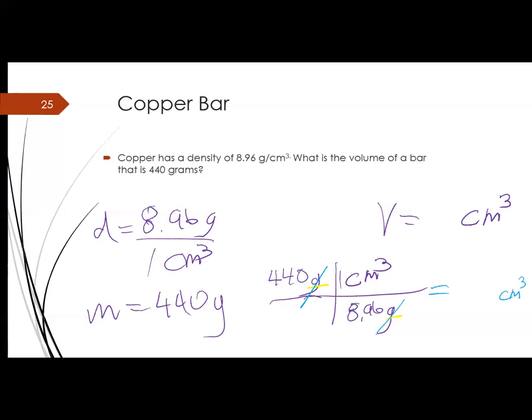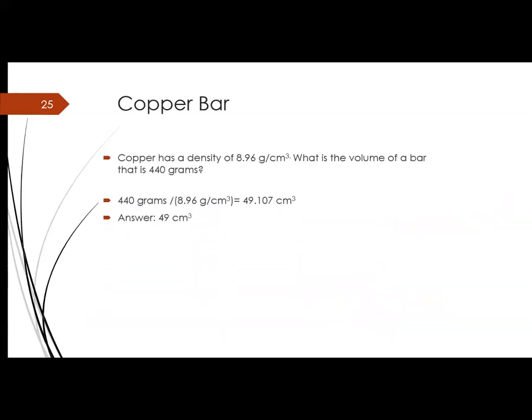So I just need to take whatever's on the top, 440, multiply that by 1, still 440, divide that by 8.96, and we're going to end up at 49.107 cubic centimeters, back to our 49 cubic centimeters, once we take our significant figures into account. So both of those ways work, and you can do either one, whatever you feel most comfortable with.